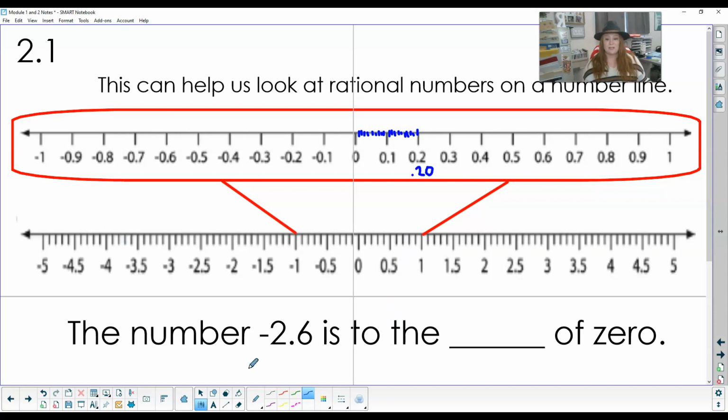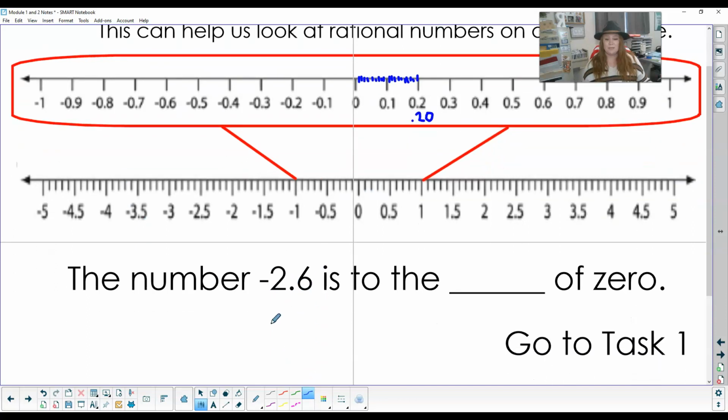So if I'm looking at negative 2.6, this is a rational number because I could write it as negative 2 and 6 out of, this is the tenths place, 6 out of 10. And I want to mark that. So I'm going over. So here I can see -1, -2. Here's -2.5. Here's -2.6. So go ahead and mark -2.6 on your number line.